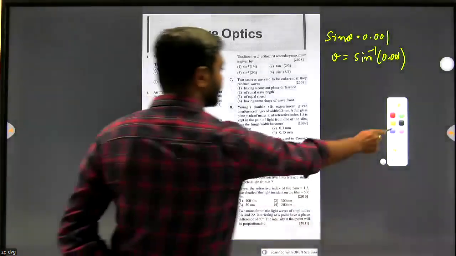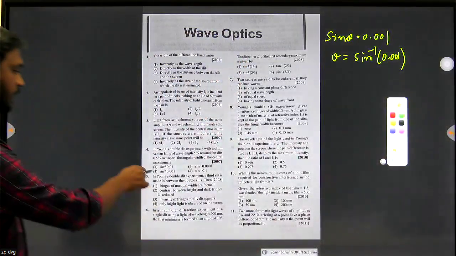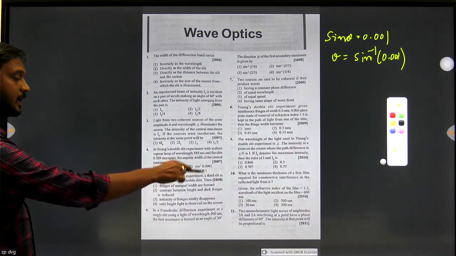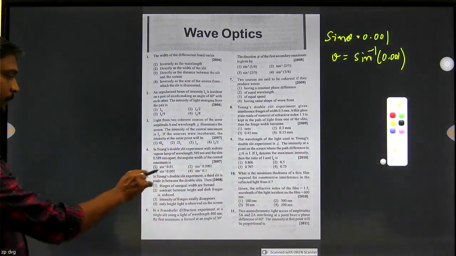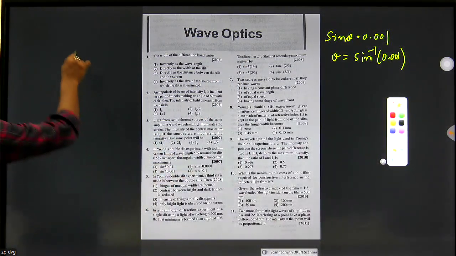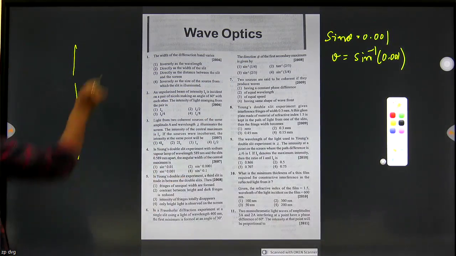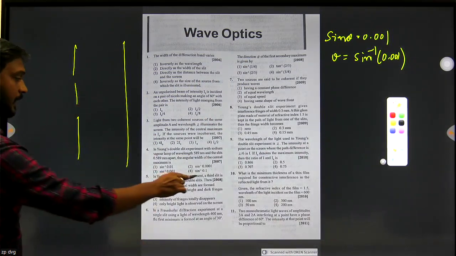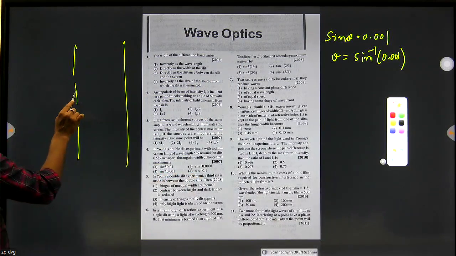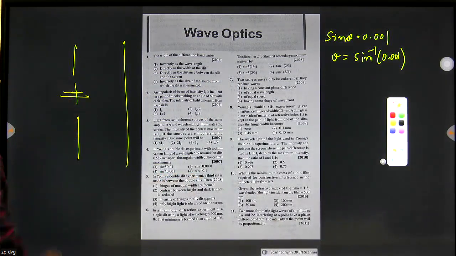So next one is: in Young's double slit experiment, a third slit is made in between the double slit. Then what about, say, already we know that this is Young's double slit experiment. A third slit is made in between.